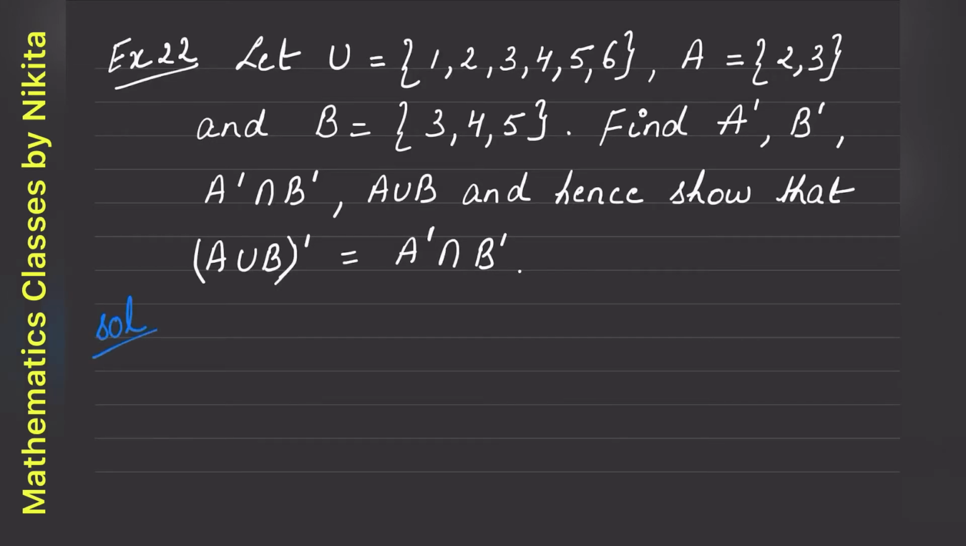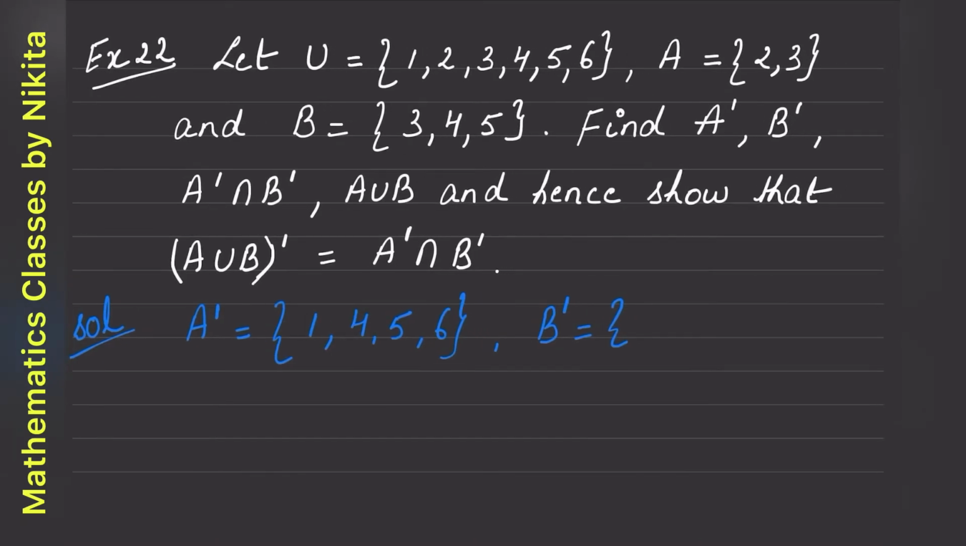So first let us find what is A complement. Everything is given, U is given, A is given, B is given. So A complement is all the elements of U which are not there in A. So basically A has only 2 and 3. So you have to write remaining elements of U. So I will write 1, 4, 5, and 6. And what is B complement? B has 3, 4 and 5. So therefore remaining elements of U. So I will write 1, 2, then 6. So this is your B complement.